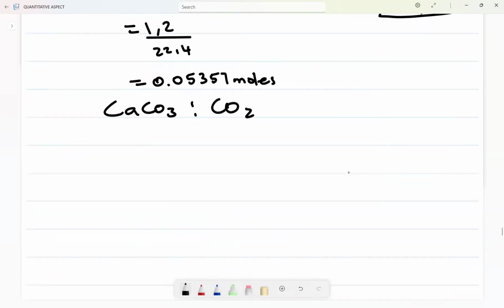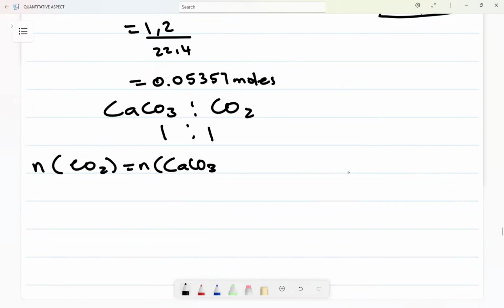So it means now if the ratio is 1 is to 1, it means the number of moles of carbon dioxide is equal to the number of moles of calcium carbonate. Okay, I'm going to calculate the calcium carbonate. The one that I've just calculated here, it is the number of moles that are pure, which is equal to 0.05357 what? Moles. Okay, then step number 2 is complete.